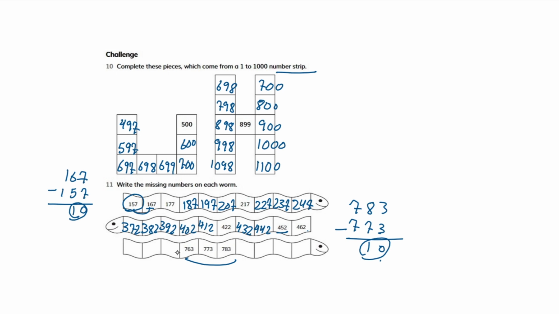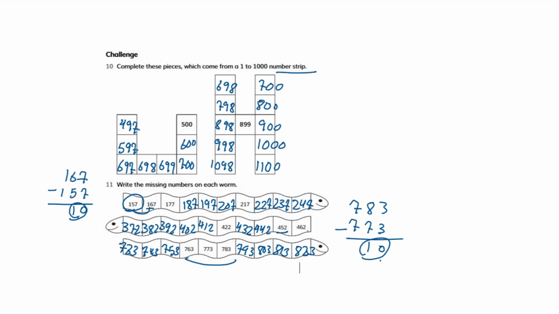Let's first complete the left side. 753, 743, 733. To the right, we have 783. The next number will be 793. And then 803, 813, 823. So in all these numbers, we had to either add 10 or subtract 10. We are done with page 12 also.